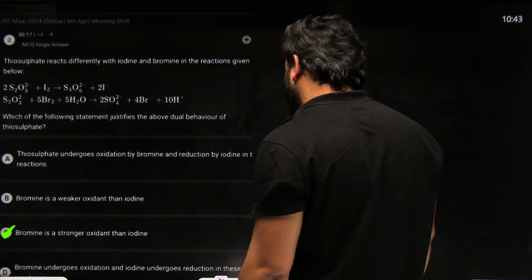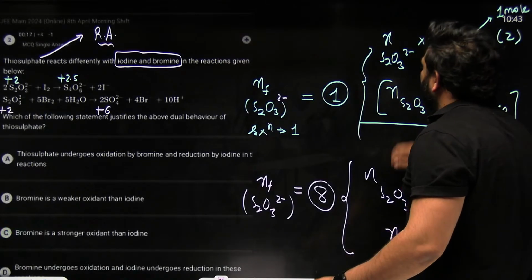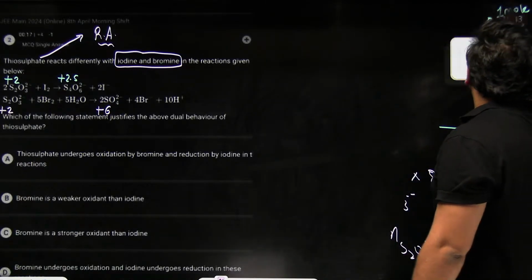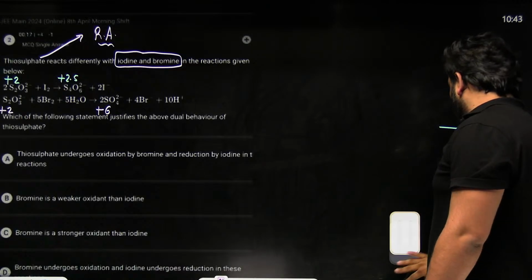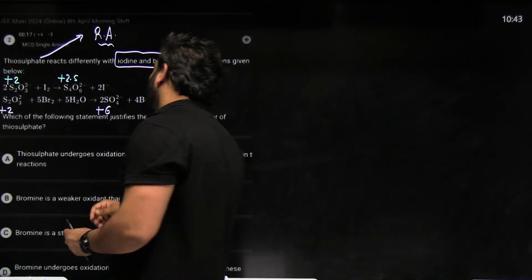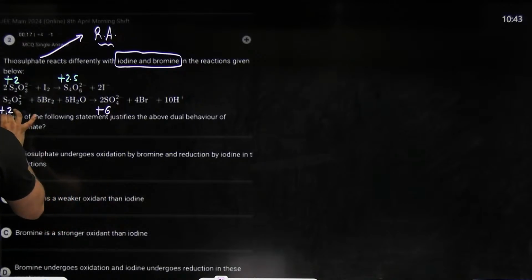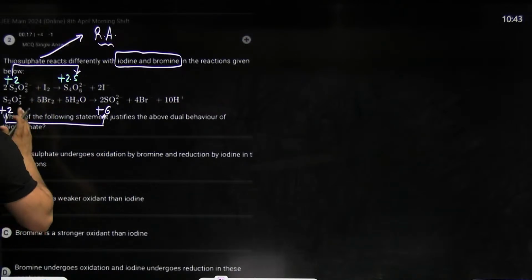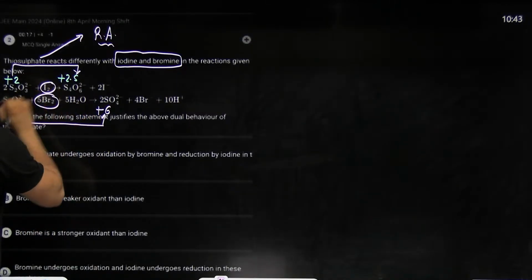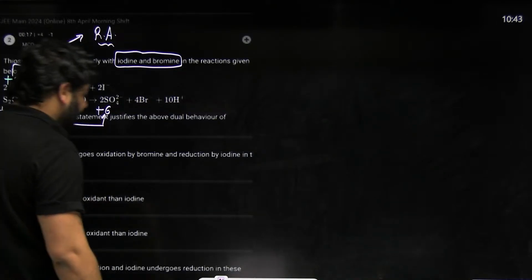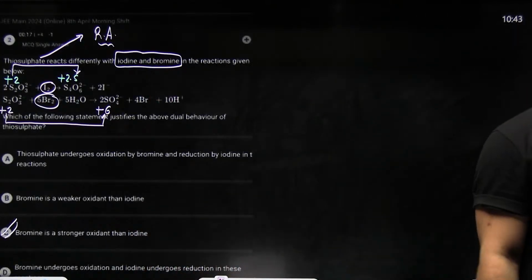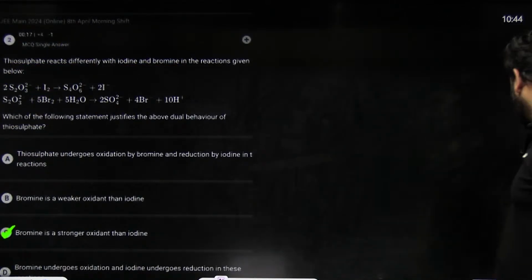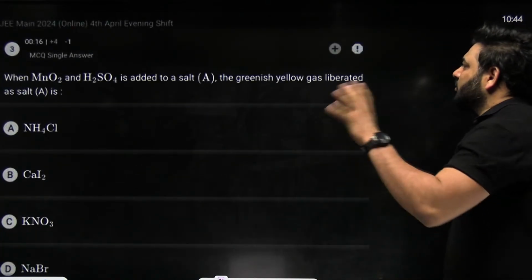The correct answer is bromine is a stronger oxidizing agent than iodine. So actually, this is not about how many moles of some oxidizing agent are needed. It's more about from where to where something has gone. So something is going from positive 2 to positive 6, and something is going from positive 2 to positive 2.5. So something is going to a higher oxidation state with the help of bromine than with the help of iodine. So bromine is said to be the stronger oxidizing agent here than iodine. This is what the question is asking. But anyways, we'll keep this question in our mind and we'll come back to it, and we'll give more clarity on this question further.